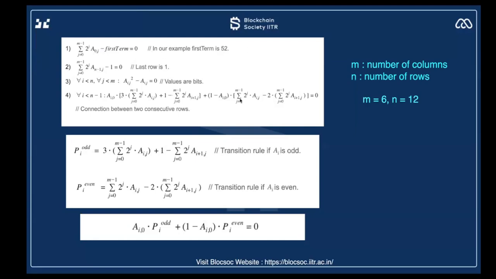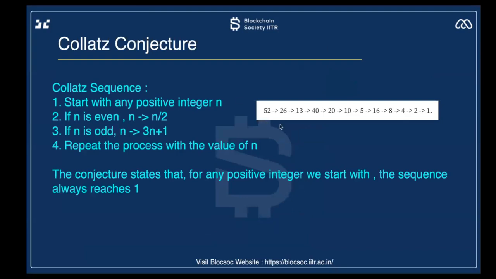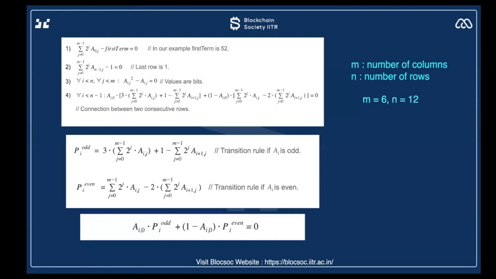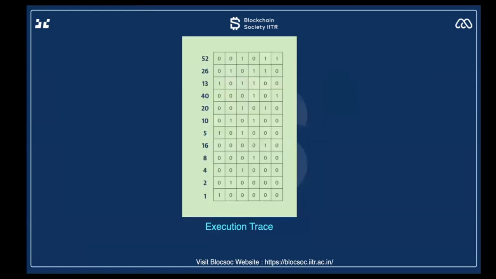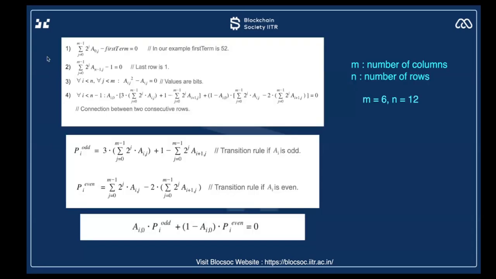And similarly, as the Collatz conjecture says, we stop when we reach 1. So the last term would have to be 1. You can see here, the last term is 1, and its bitwise representation is written here from least significant bit to most significant bit. And here is the constraint for that: the last row is 1.